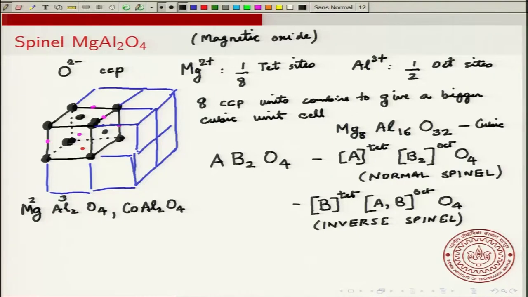CoAl2O4, you can have CuCr2S4, where oxygen is replaced by sulfur and aluminum is replaced by chromium. Then you can have MgFe2O4, and you can have NiFe2O4.